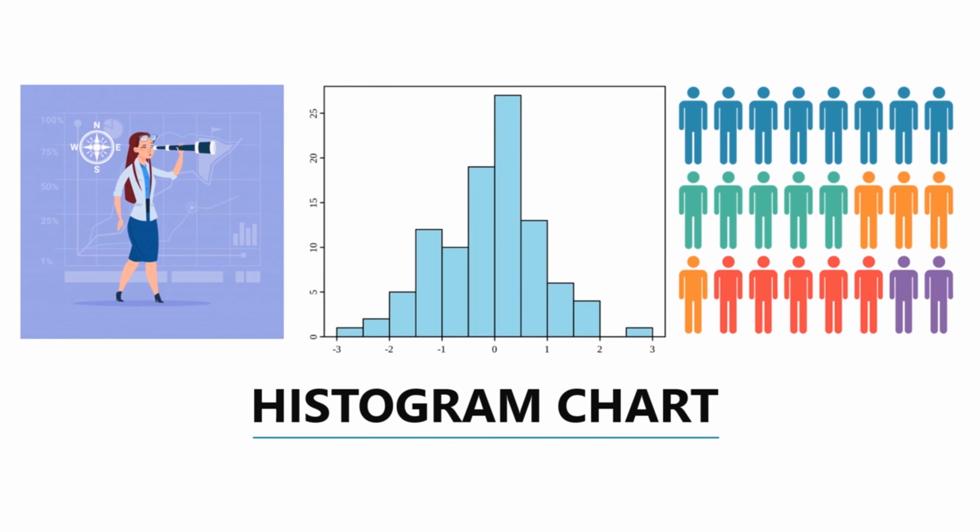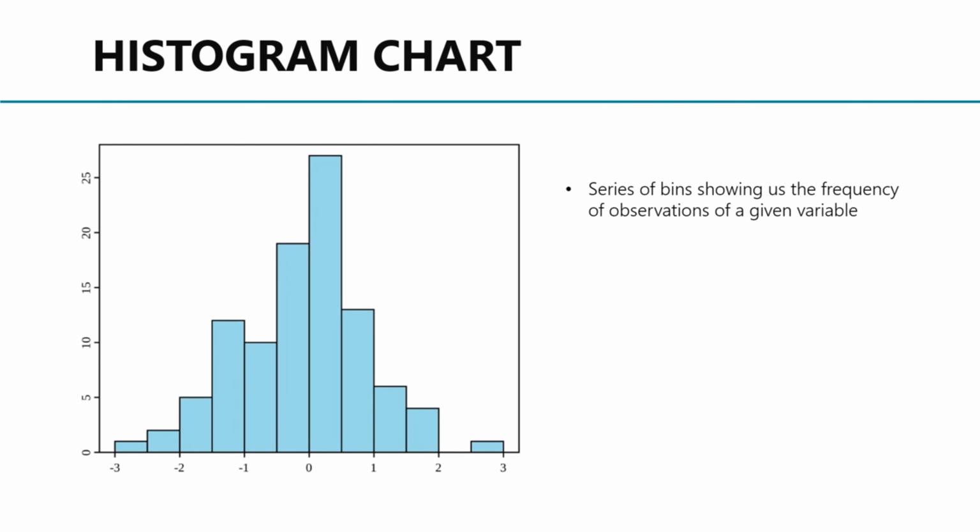Histogram charts. The last type of chart we will consider here is the histogram chart, a series of bins showing us the frequency of observations of a given variable. The definition of histogram charts is short and easy. Here's an example. An interviewer asked 267 people how much their house cost. Then a histogram was used to portray the interviewer's findings.